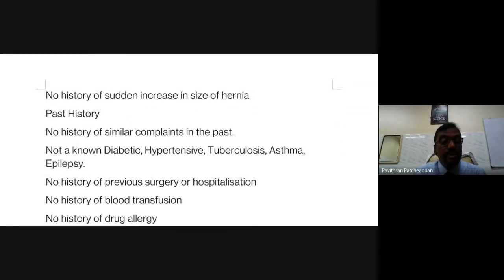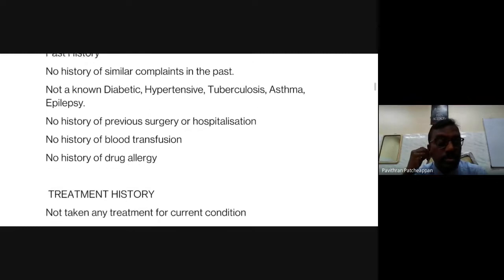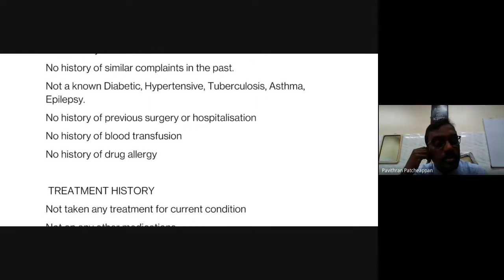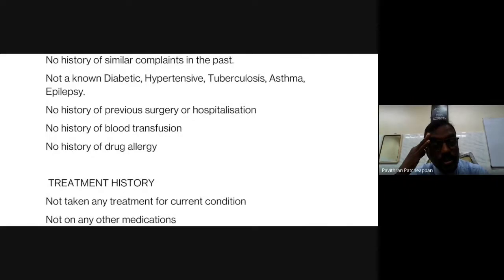Sir, past history, sir. No history of similar complaints in the past. Not diabetic, hypertension, tuberculosis, asthma, or epilepsy. Good. No history of previous surgery or hospitalization. No history of blood transfusion. No history of drug allergy. What is the side of hernia and the swelling in this patient? Left side, sir.